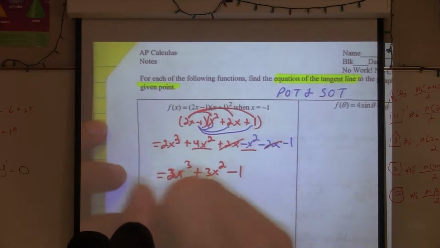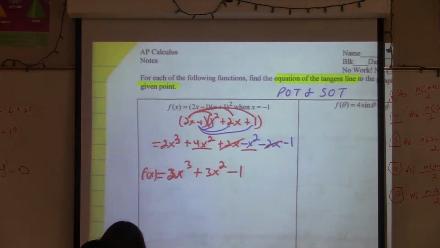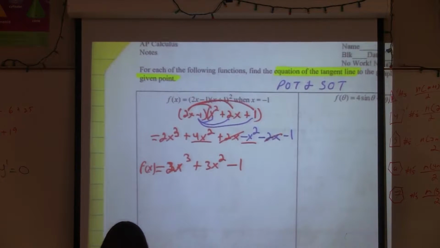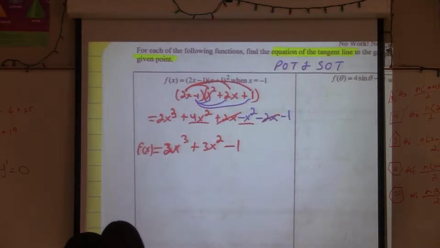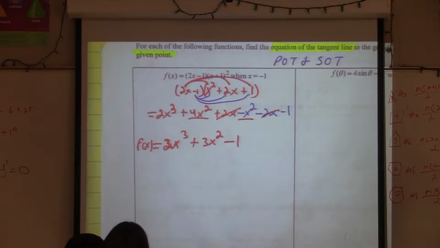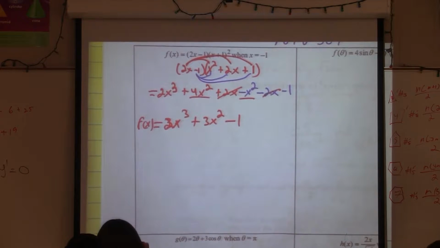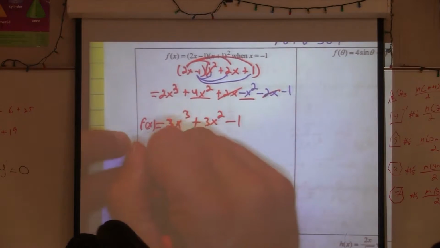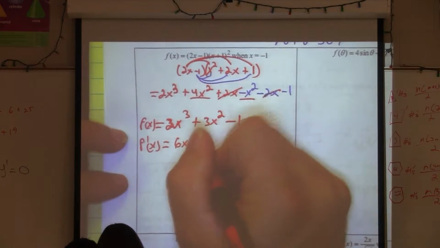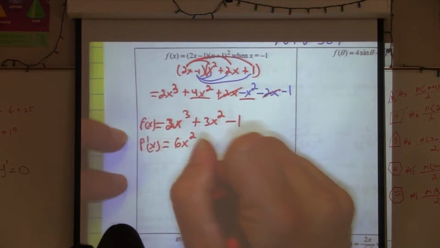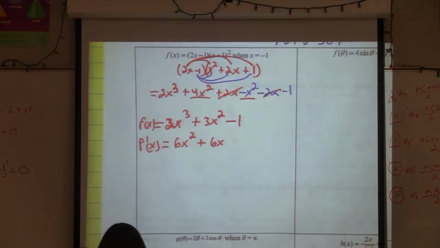Is this the derivative? No, this is just the what? The same exact function up there, just rewritten, yeah? With me, Ashley? Yes. Okay, make sure you look up here. Alright, so now we can get the derivative. So f prime of x, what would it be? 6x squared plus 6x.